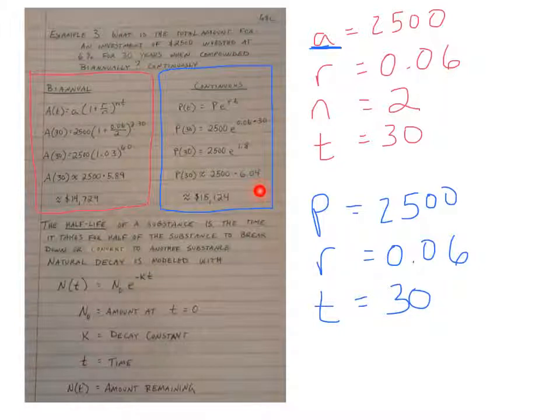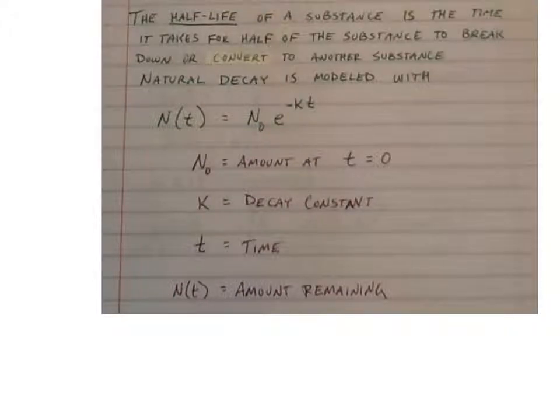A second way that e is used is in calculating half-life or decay of substances. So let's take a look at an example there. The half-life of a substance is the time it takes for half of the substance to break down or convert to another substance. This natural decay can be modeled with the following function: N of t is equal to N sub 0 e to the negative k times t.